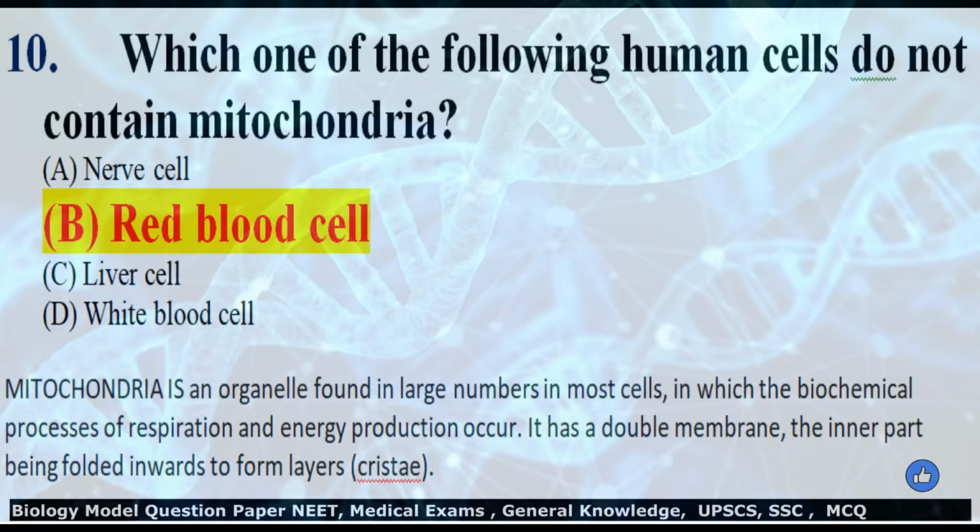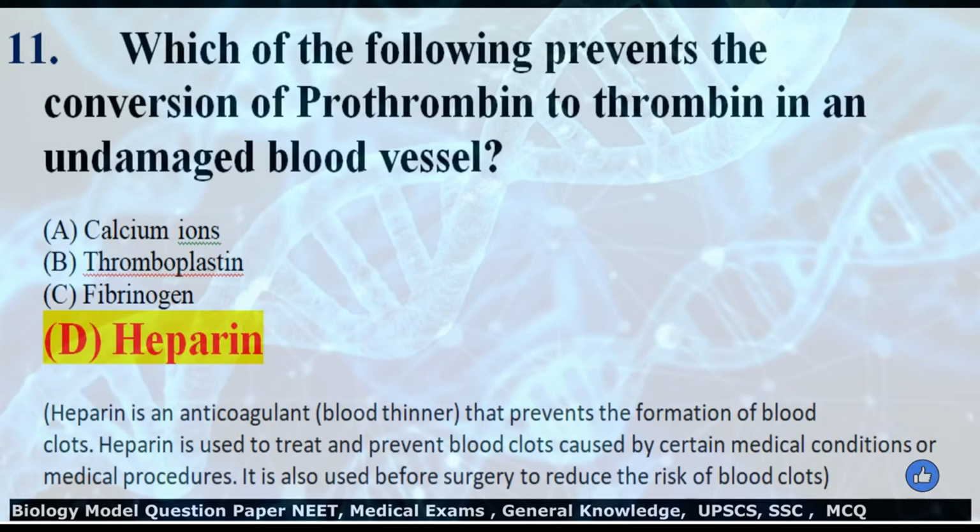Question number 10. Which one of the following human cells does not contain mitochondria? Answer B. Red blood cell. Mitochondria is an organelle found in large number in most cells in which the biochemical processes of respiration and energy production occur. It has a double membrane, the inner part being folded inwards to form layers, cristae.